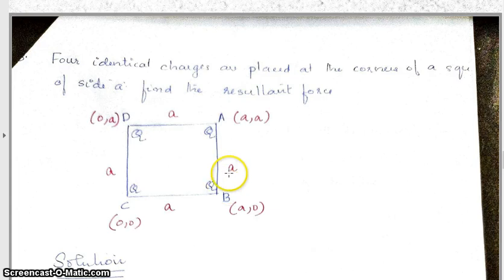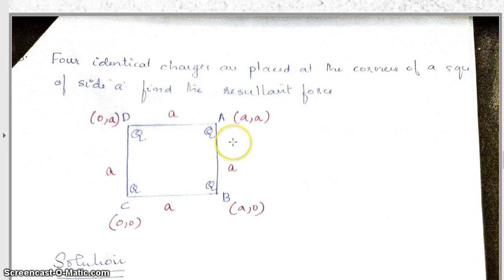So here also I am taking A as a reference corner and trying to find the force acting on A due to D, due to C, and due to B. So there are 3 extra charges, so your K value will be 1, 2, 3. So you know the magnitude of the charge at each corner.